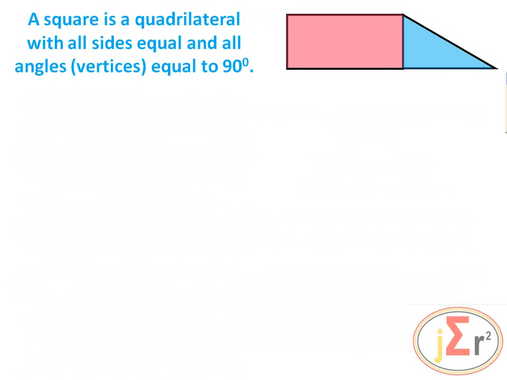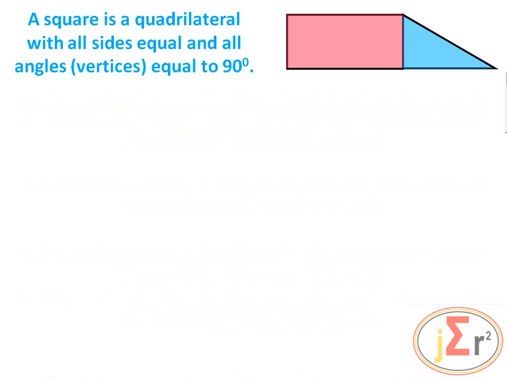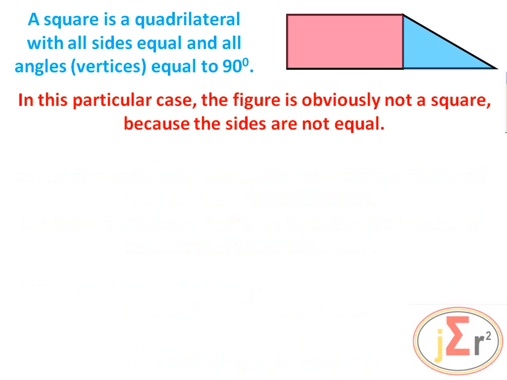A square is a quadrilateral with all sides equal and all angles equal. And all angles are equal to 90 degrees. So in our square, all sides are equal and all angles are equal. All angles are therefore equal to 90 degrees. In this particular case, the figure is obviously not a square because the sides are not equal. All sides are not equal, therefore it is not a square.